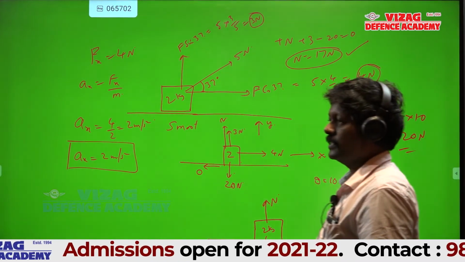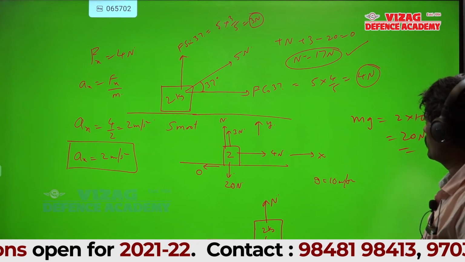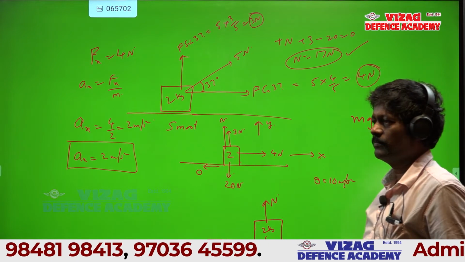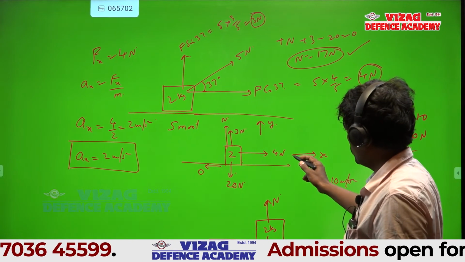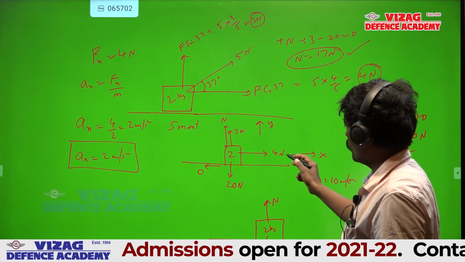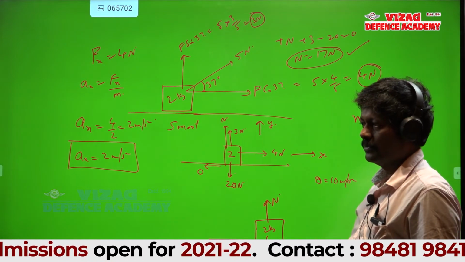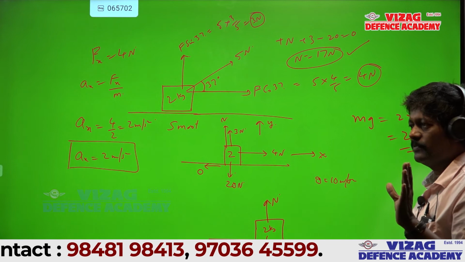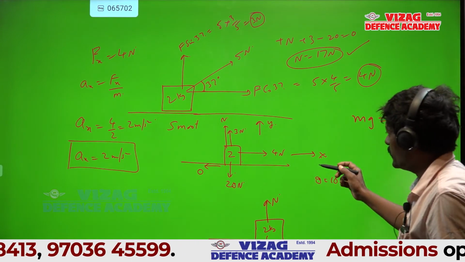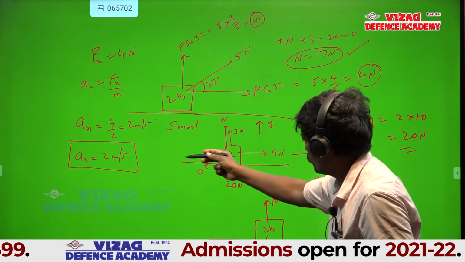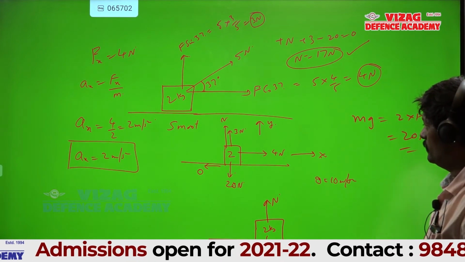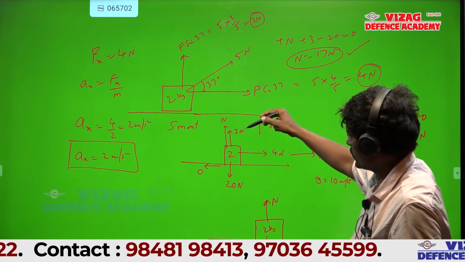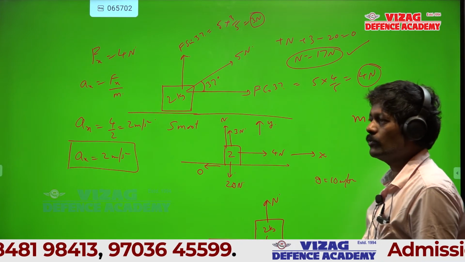Since the block is not going to the left side, the force on the left side is 0. No friction on the left side. If the block is moving towards the right, there is only one force towards the right: 4 minus 0, 4. That means the net force in the x direction is 4 Newton. Now the net force in the y direction: plus N plus 3 minus 20.